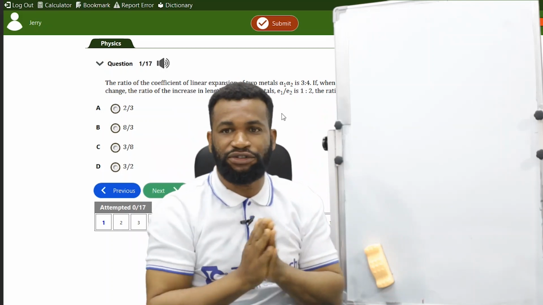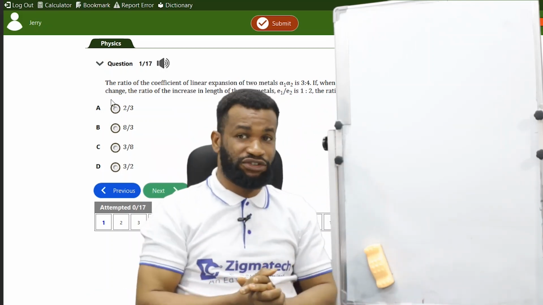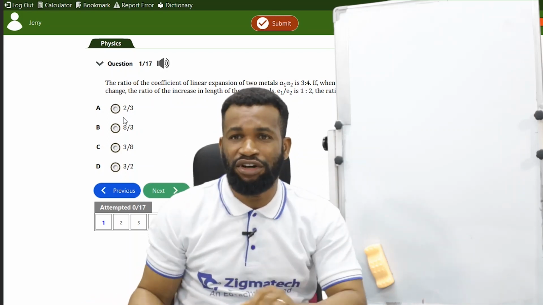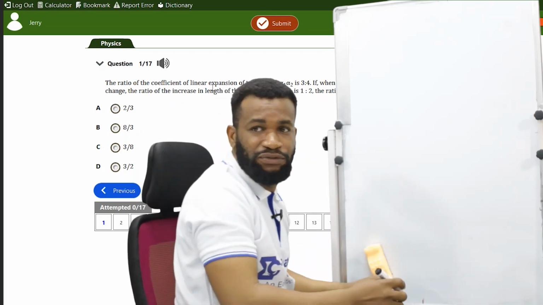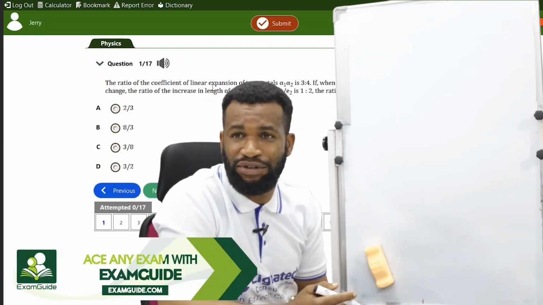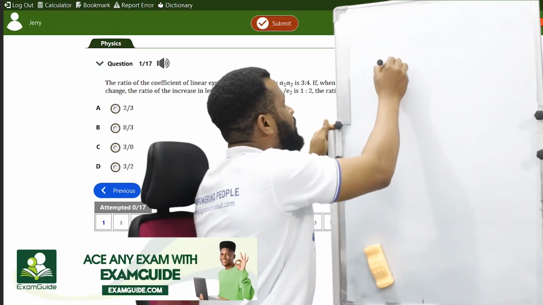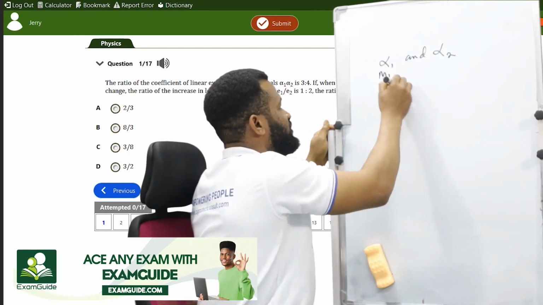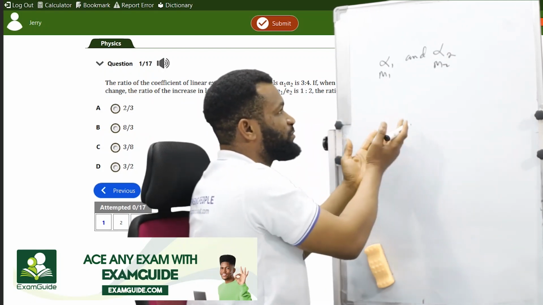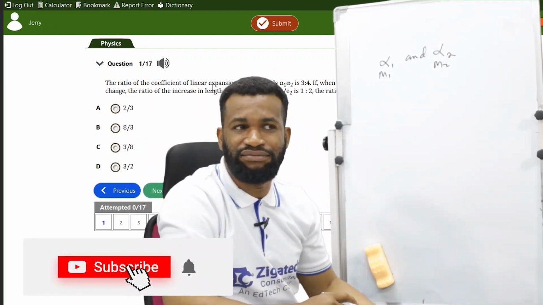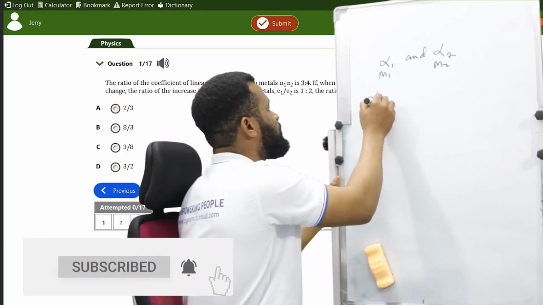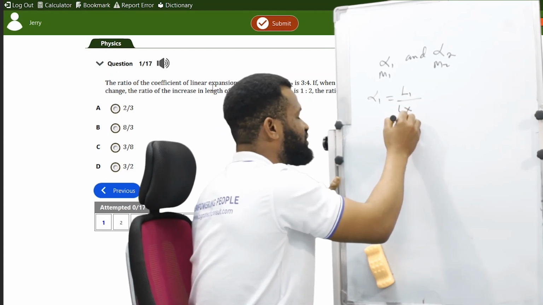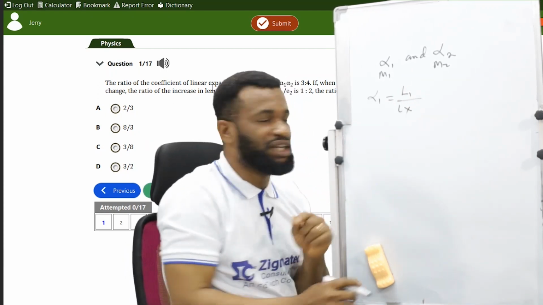So there is nothing special about this. Just like one of the ones we solved, we are going to follow the steps one by one. Now, the ratio of the coefficients of linear expansion of two metals. So we have two metals, just like the last one we solved. So alpha 1 and alpha 2. So let's say M1, M2. That is the first metal and the second metal. So what I'm going to do is alpha 1 is equal to the increase in length L1 all over L times, okay, that's going to be L1.